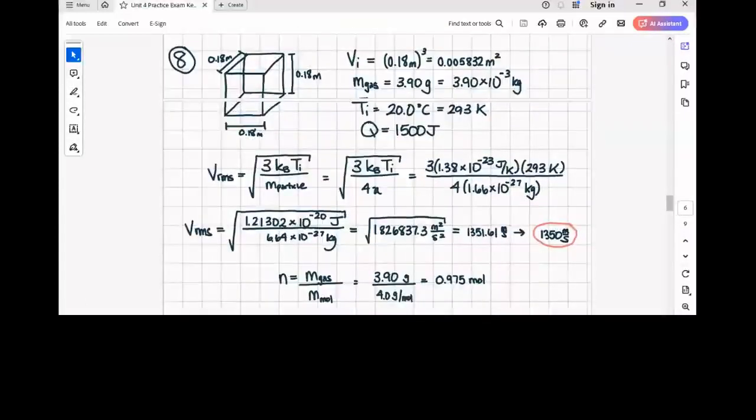Number 8, a cube measuring 18 centimeters on each side contains 3.90 grams of helium at 20 degrees Celsius. 1,500 joules of heat energy is transferred to the gas. We want to find the RMS speed of the particles in the gas before anything has happened, so before the heat energy has been transferred in. And then we want to find the final pressure if it's constant volume, and then the final volume if it's constant pressure. And those are two unique situations.